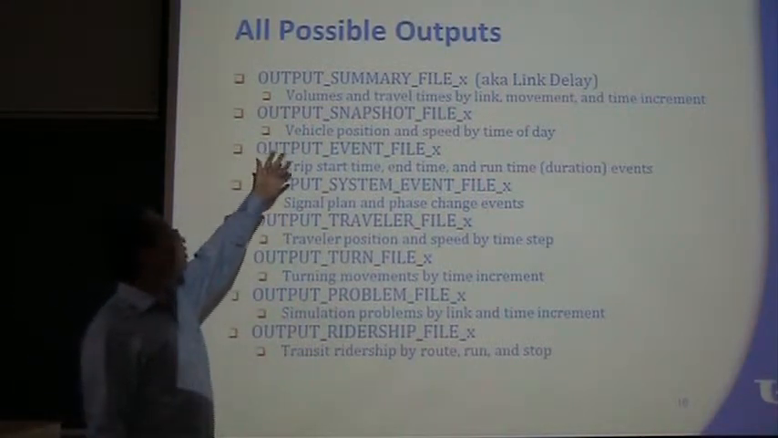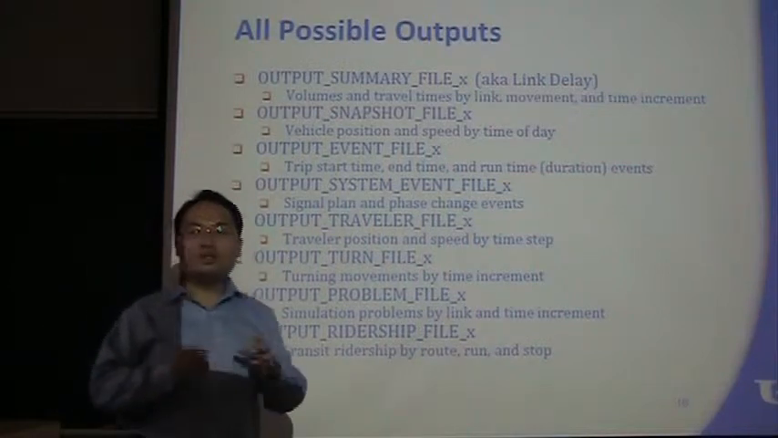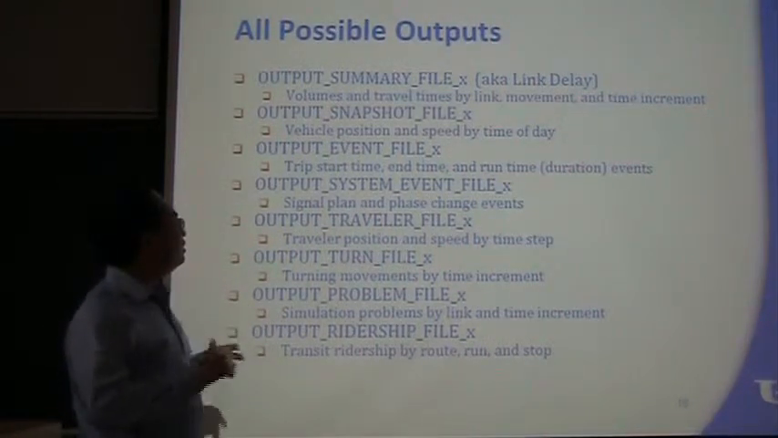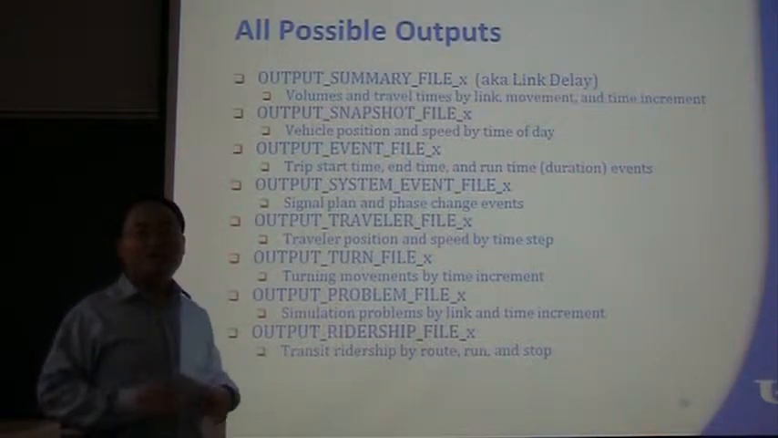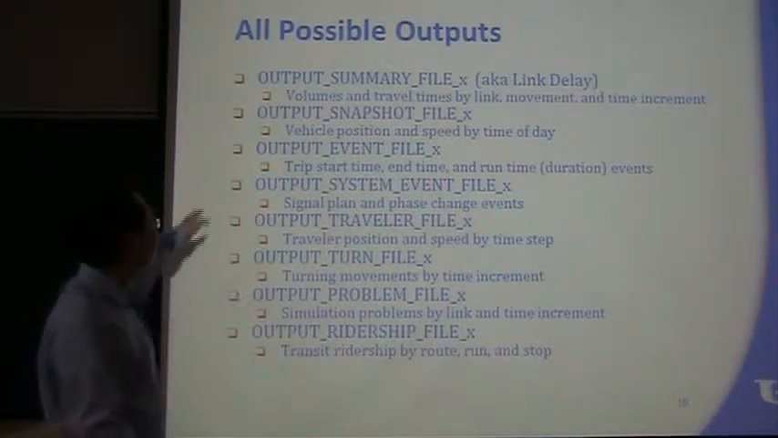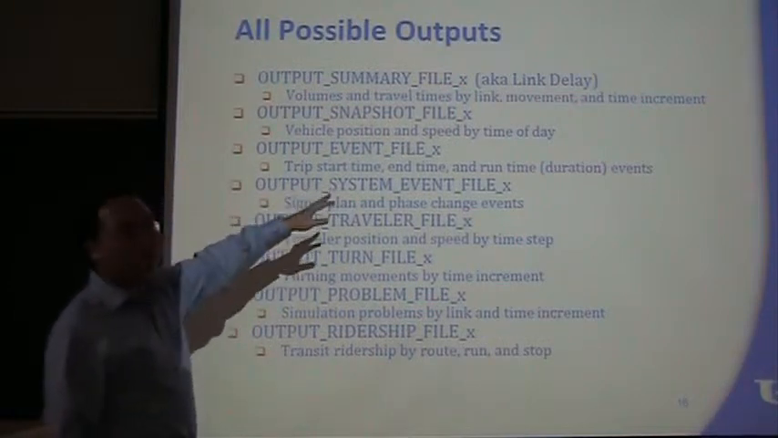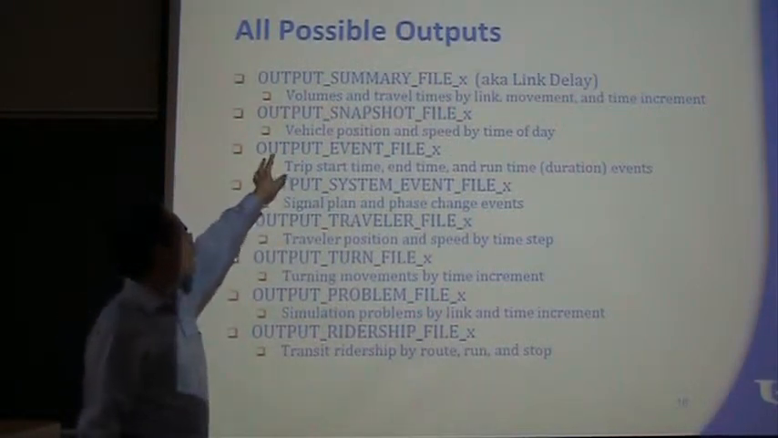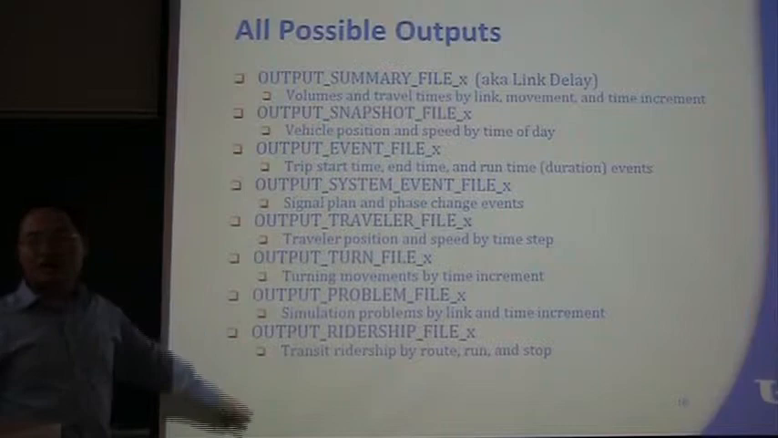The first one, summary file. Last time I named it performance.csv, but starting from today, it will be called link delay, because it's a slang that was used in Transims' world. So we call it link delay. We have link delay and we have snapshots, and we can generate other files.